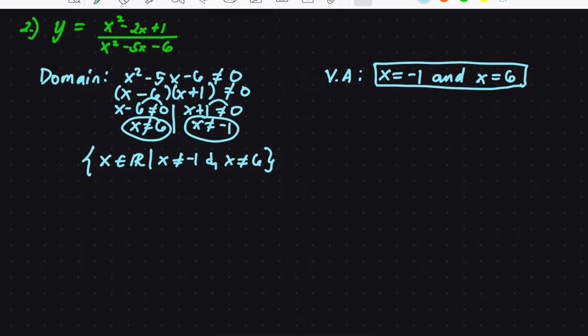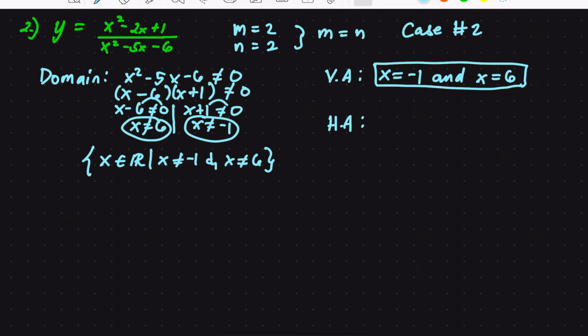Okay? Then, solve din na natin yung horizontal asymptote. So, since ang degree ng numerator is equal to 2, ang degree naman ng denominator ay 2, dito tayo kasi magbabase, no? Kung equal sila. So, ang degree sa numerator ay 2, degree sa denominator ay 2. So, therefore, this is m is equal to n. So, this is case number 2.